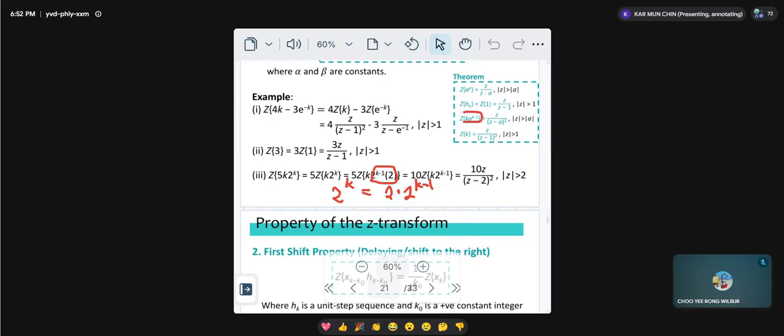Meanwhile, when you get this term, you have a coefficient of 2, so the 2 you can bring out. 2 multiplied by 5, you get 10, remaining with Z transform of k 2 to the power of k minus 1. Then you can use this. At the end, it will be 10 multiplied by Z over Z minus 2 squared, and Z more than a. Your a is 2, so Z more than 2.